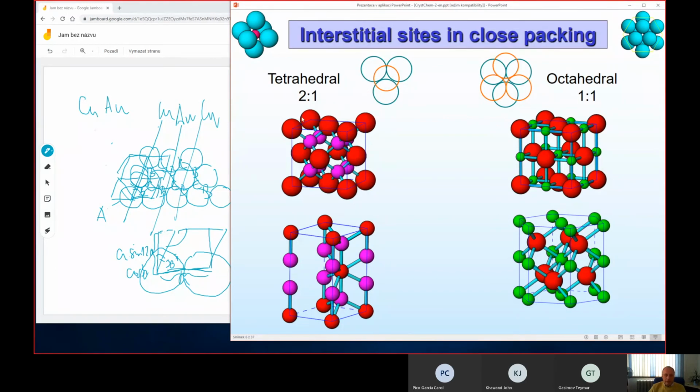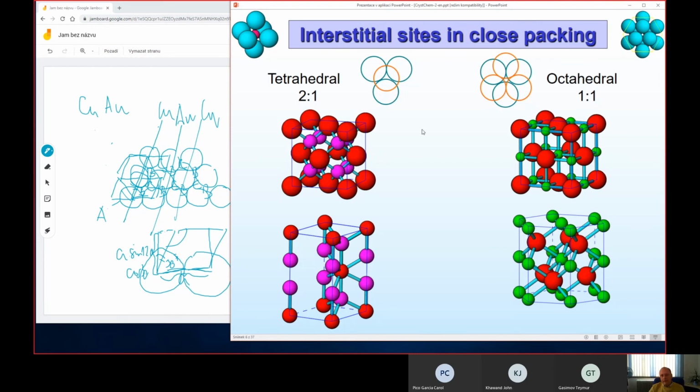Here in cubic close packing, we have in the unit cell 8 tetrahedral sites, and as you remember, the number of atoms in the close packed structure is 4 per this face-centered unit cell. So we have a double number of tetrahedral sites compared to the atoms in close packing. And the tetrahedral sites form a cube inside the cubic unit cell. You see, there are 8.